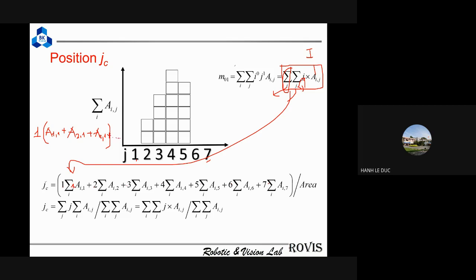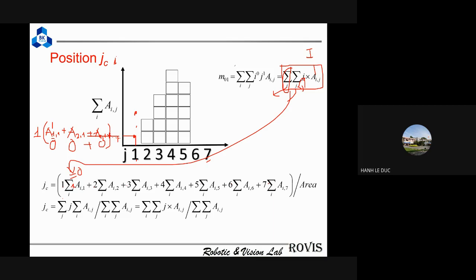Okay, so what is A11? 1 is the I index here. So A11 is this position, which is 0. A21 is also 0, A31 is also 0. So that means this one becomes 0.